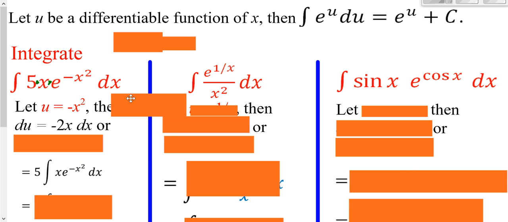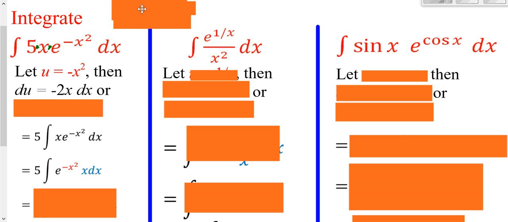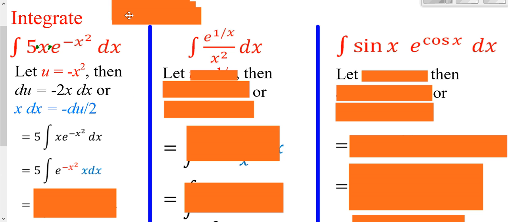Well, we have that. We don't have an extra negative 2 hanging out inside our parentheses. We just want to end up with an x dx. So to get rid of that negative 2, you'd actually have to multiply both sides by negative 1/2 or divide by negative 2.